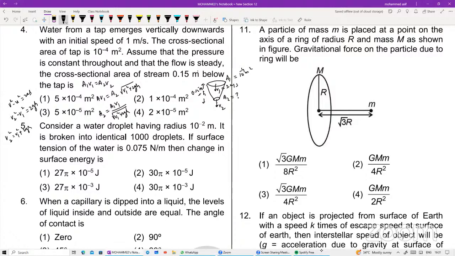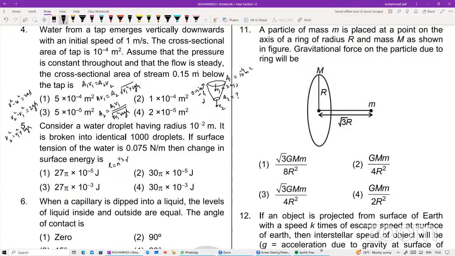Sure. Next question. Consider a water droplet having a radius 10 power minus 2 meter. It is just broken into identical 1000 droplets. If the surface tension of water is 0.75 Newton per meter, then the change in the surface energy will be equal to how much? You know this formula. Right now, if I'm writing this relation, the volume of the droplets must always remain the same before and after. So how many droplets will I have? R is equal to n to the power of 1 by 3 into small r.